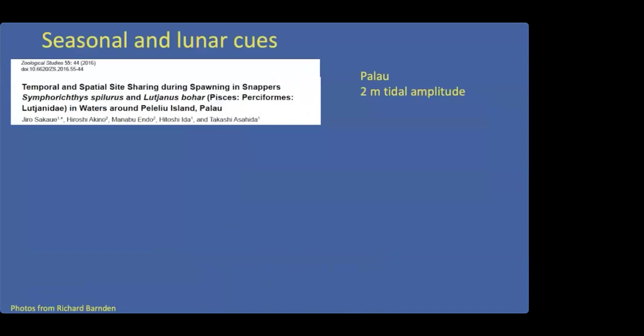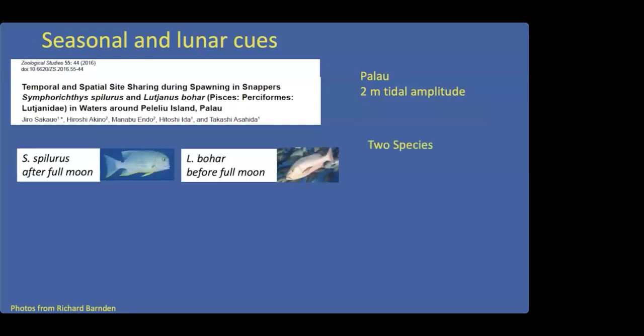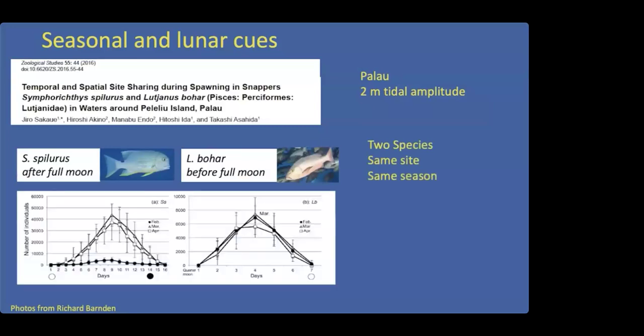Let's move to the other side of the world. Here's an example from Palau, where there's actually a 2-meter tidal amplitude, and you'll see that the drivers have some similarities and yet some differences. In this example, we're looking at 2 species that spawn at exactly the same site during the same season, February through March, but at different moon phases.